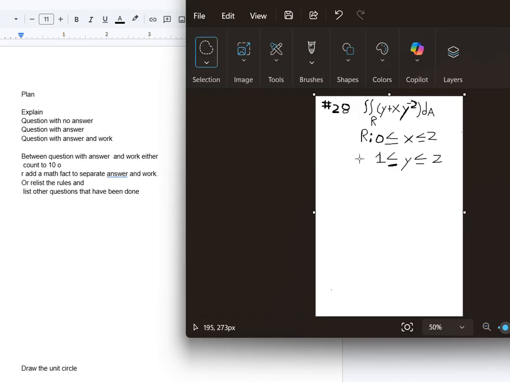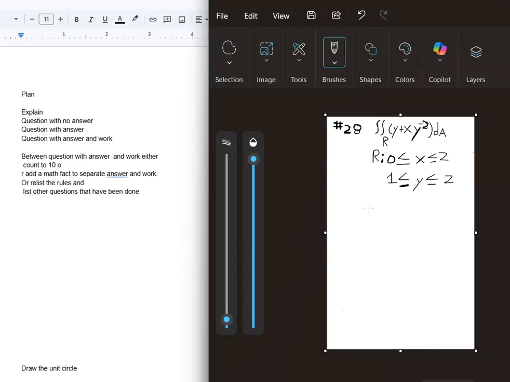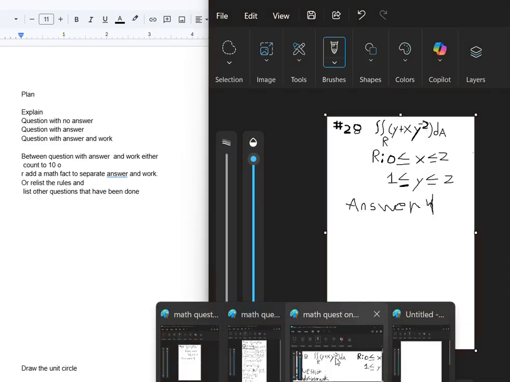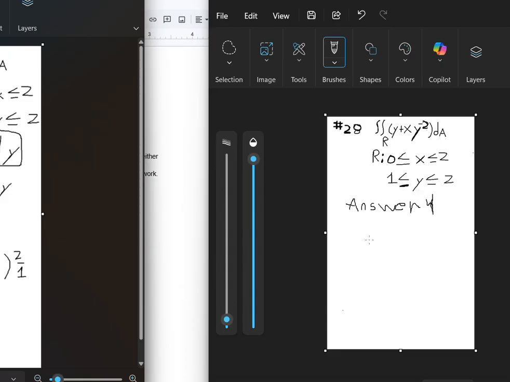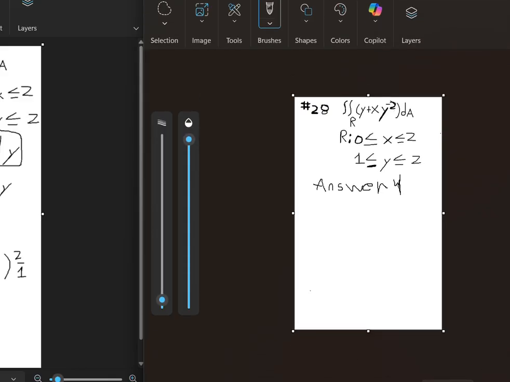the answer, relist the rules and the other questions that have been done. None have been done right now, so this is a start. I'm going to pause it and we'll start on the question. So the answer is 4. The reason why it's 4 is more important. So we're going to move this to get time.